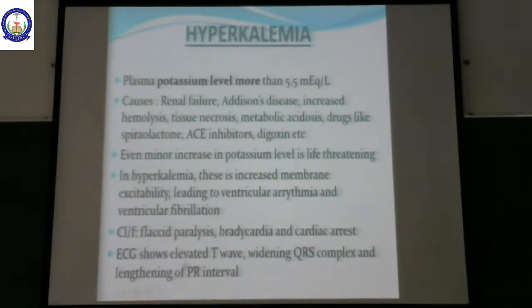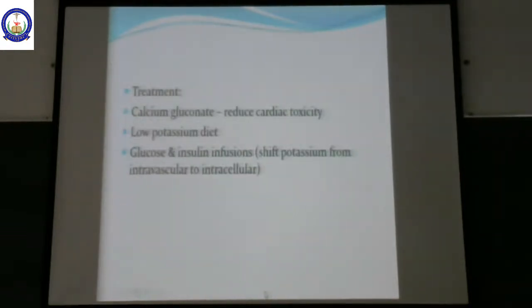So an ECG will help you to find that there will be elevated T wave, widening of the QRS complex, and lengthening of the PR. This is an ECG finding. What do you treat them with? Calcium gluconate. It will reduce the cardiac toxicity. Put them on low potassium.